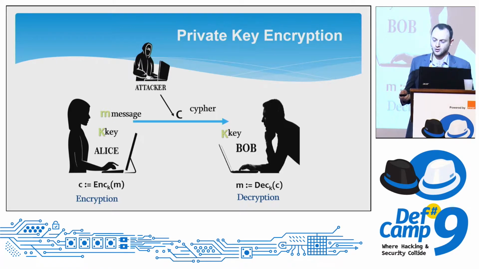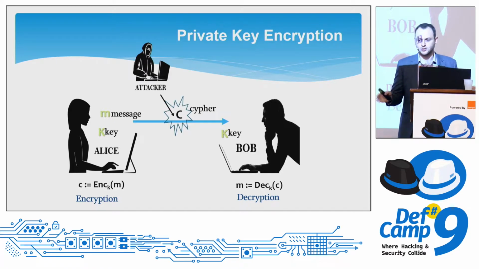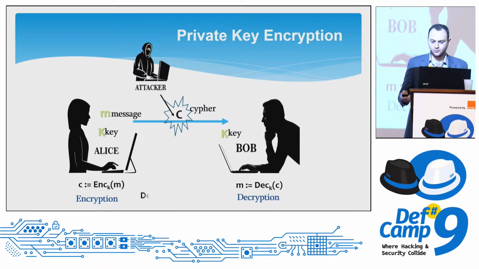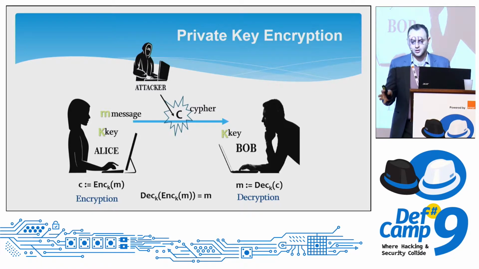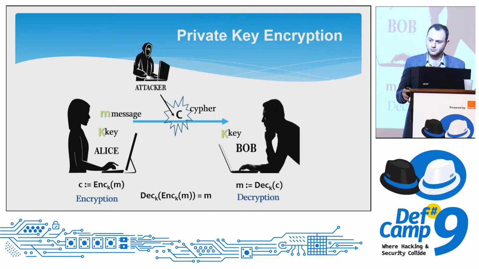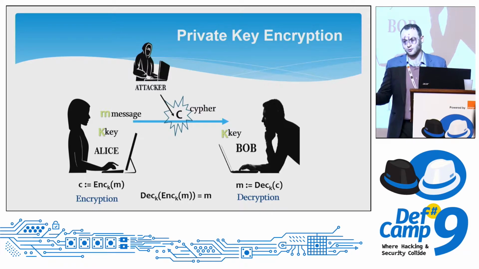Here, as always, we have an attacker who is eavesdropping on the message and wants to get it. So here is the scheme, and the only obligatory thing is that when we decrypt the cipher, we have to get our message back.